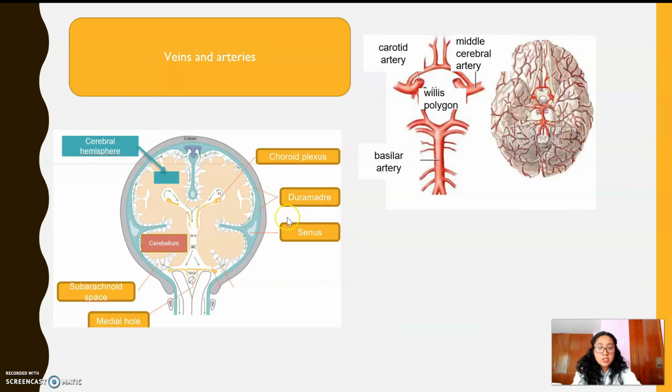Here is an image to explain how we will see the encephalon on the dissection. The cerebral hemispheres, the protections I have told you, the dura mater, pia mater, etc. And the cerebellum, one part of it, like this.